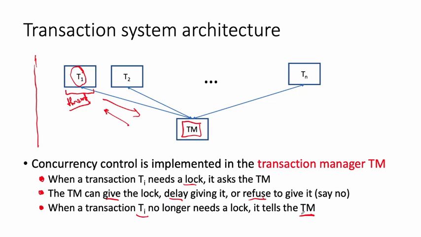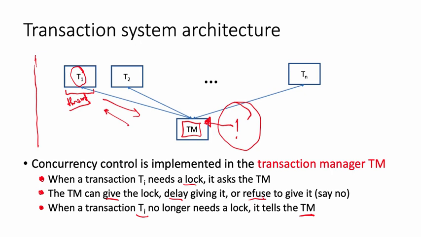Okay? So the transaction manager is the magician handling the interface between the illusion of sequential, this is serializability, and the reality of the actual parallel implementation. So the transaction manager is actually the core of the system, and this is the part we're going to talk about, and we're going to show you how the transaction manager does this magic stuff. Okay?